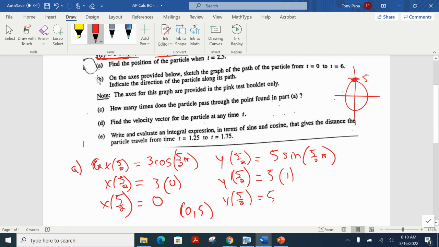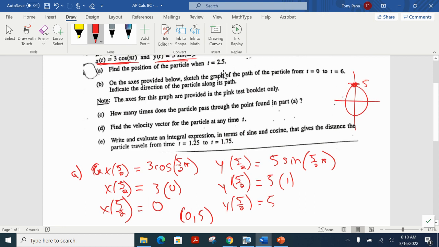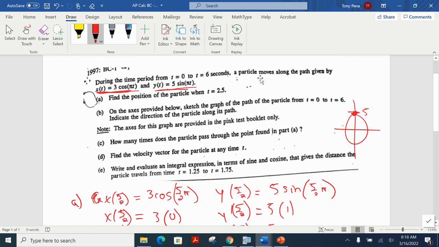Okay, letter B, you don't have an axis provided, but it wants you to sketch the graph of the path of the particle from 0 to 6. If we look at this, this is what we quizzed on already. We should recognize this as an ellipse. X is paired with the cosine, y is paired with the sine, so it should be going counterclockwise, just like the unit circle. We should be getting stretched horizontally to 3 and negative 3, so I'm actually going to use this little graph up here. We should be getting stretched vertically to 5 and negative 5.